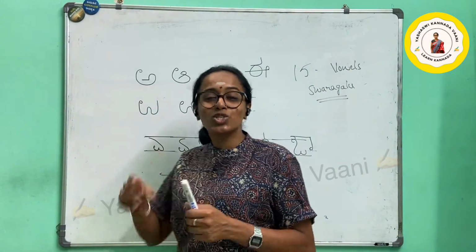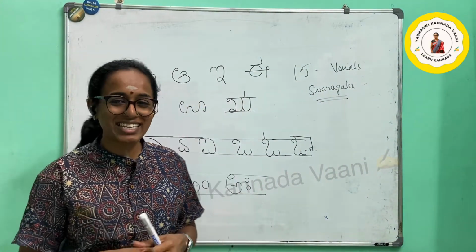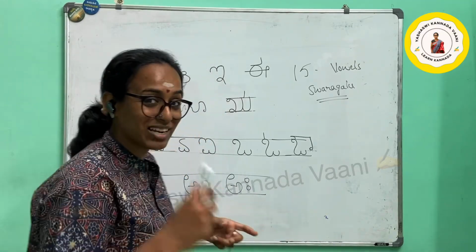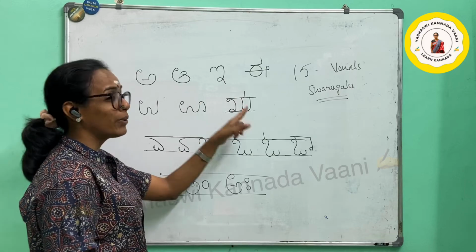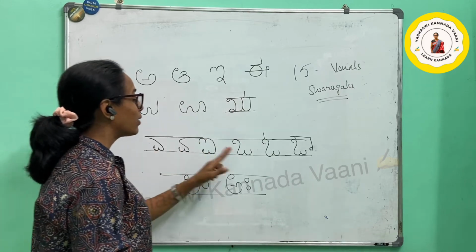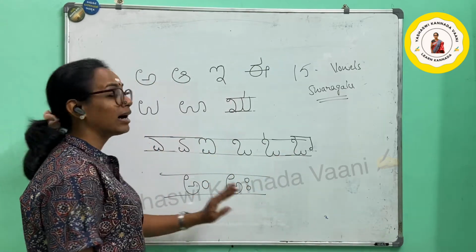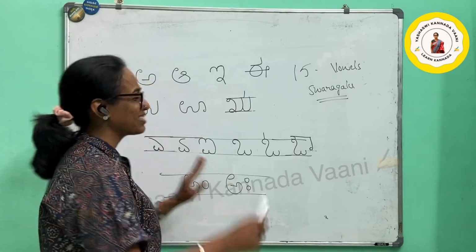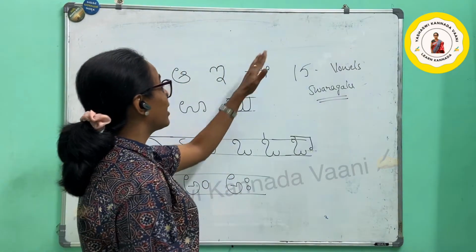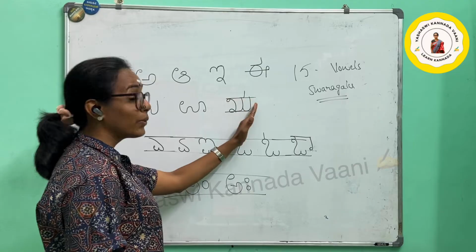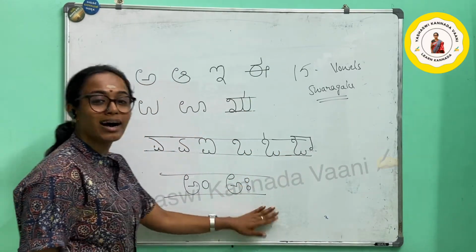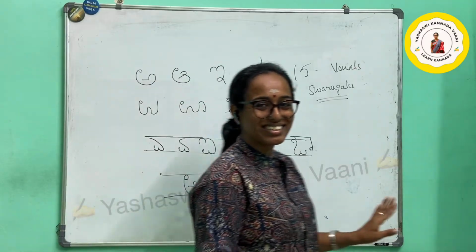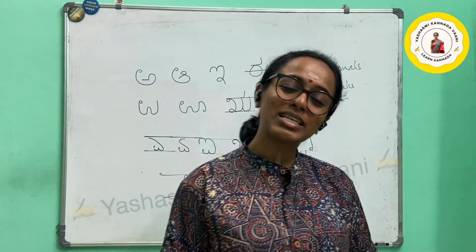So we also have a song for this one, the same song that we say in ABCD. The same song, shall we say? A, E, U, Ru, I, O, Au, Aha. We'll repeat once again. Comfortable? So please do watch.